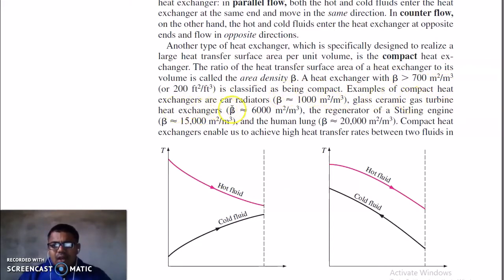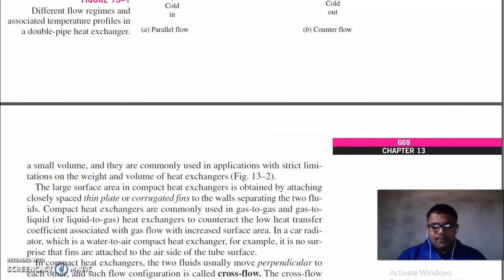Examples of compact heat exchangers are car radiators, in which beta is equal to 1000 square meters per cubic meter, the glass ceramic gas turbine heat exchanger, in which beta is 6000, and we can take the example of the human lung, in which beta is equal to 20,000 square meters per cubic meter. Compact heat exchangers enable us to achieve a high heat transfer rate between two fluids in a small volume.